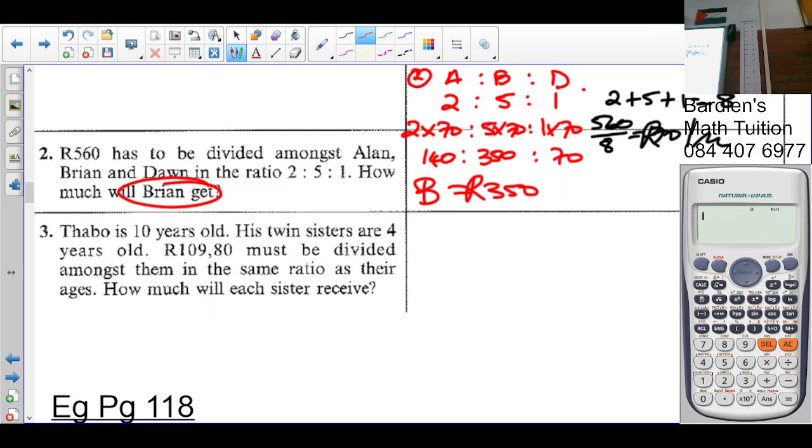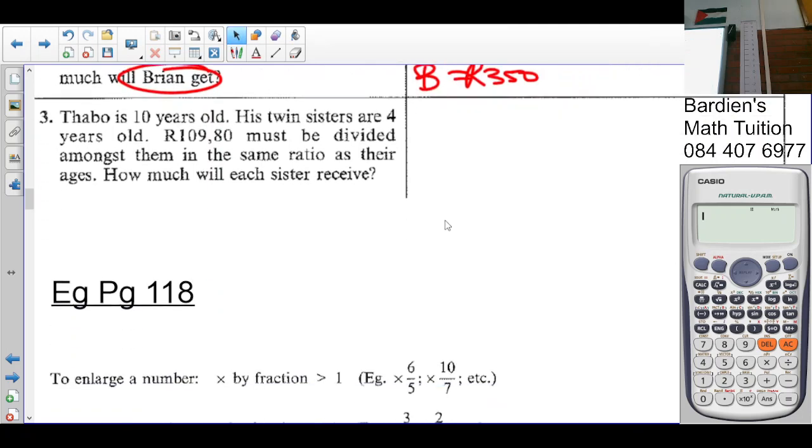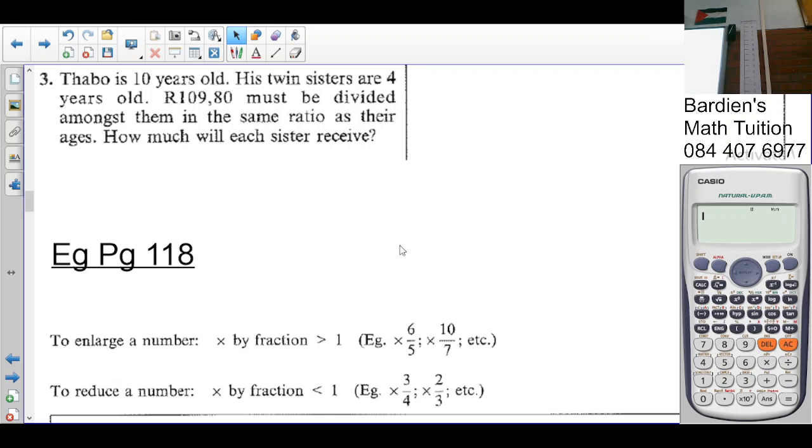Right, you guys understand? Any confusion there? No? Right, can we do the third one?